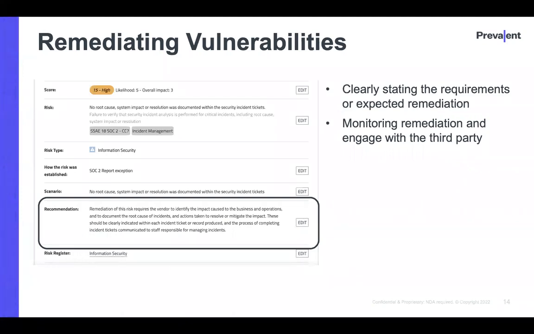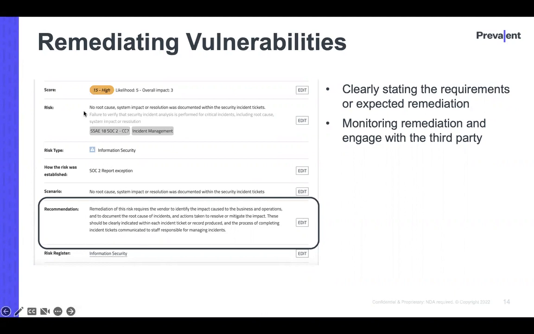And once we've stated and identified what the best practices are, if it's a mandatory control, and if there are any clear steps that we'd expect a third party to undertake, these requirements or expected remediation can then be enveloped within the wider risk report, and obviously communicated as appropriate to the third party.